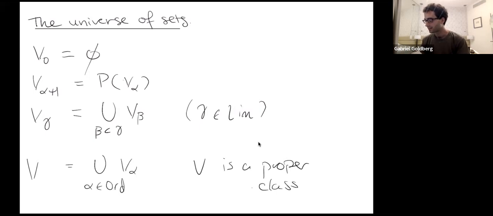And I mean, the axioms of set theory imply that every set is in V. So in other words, every set belongs to some level of the cumulative hierarchy. And this is really equivalent over the other axioms to the axiom of foundation.